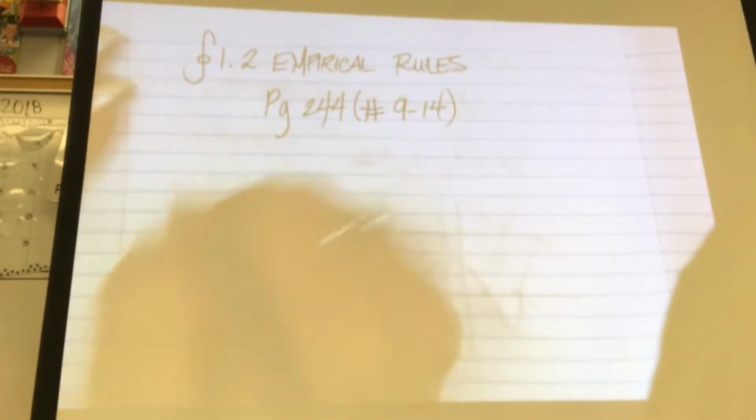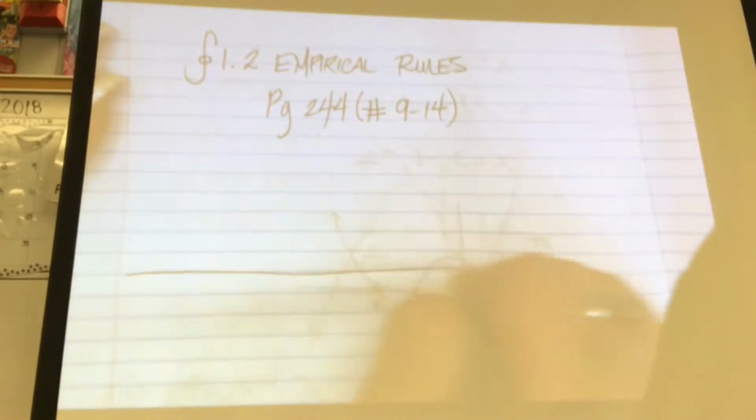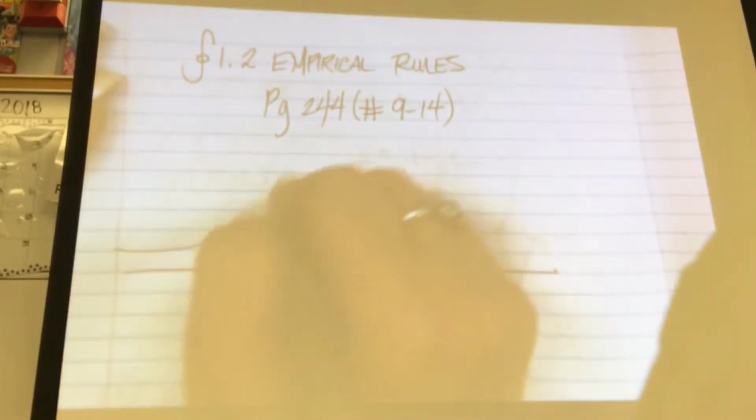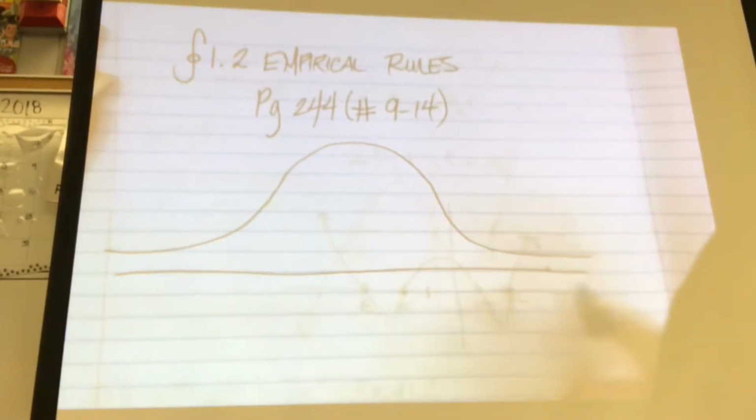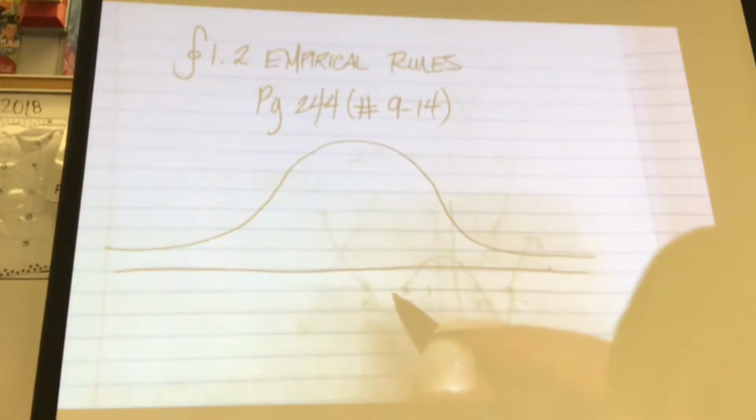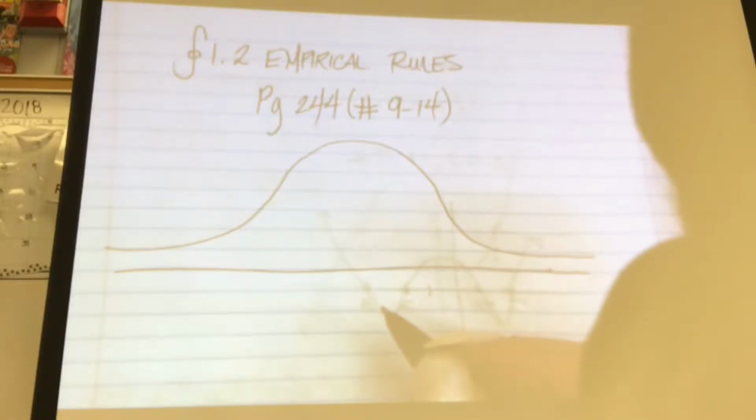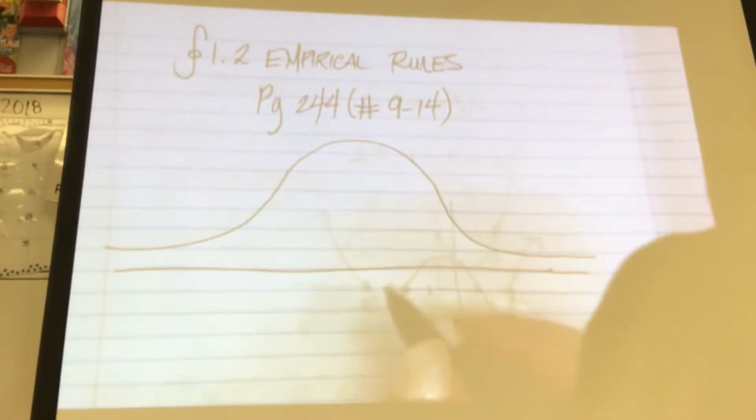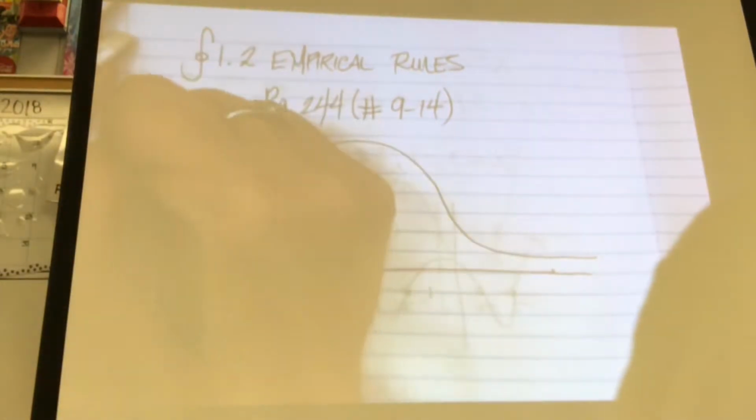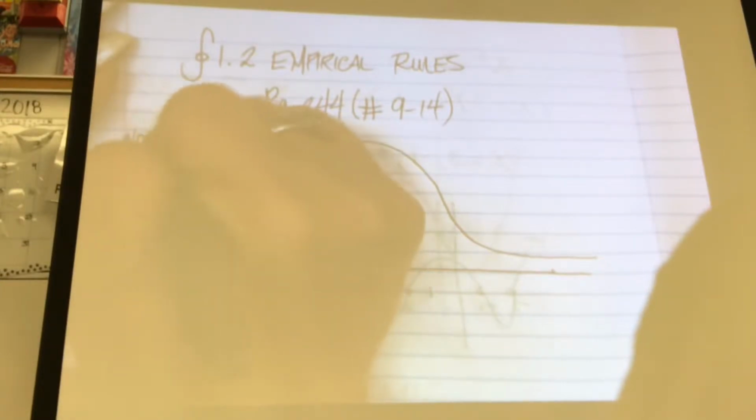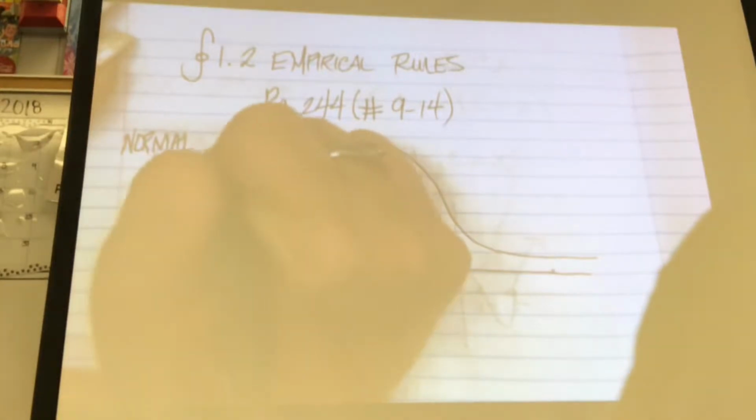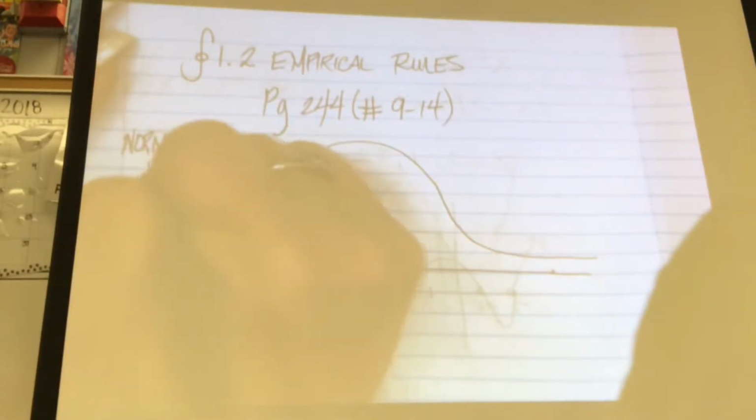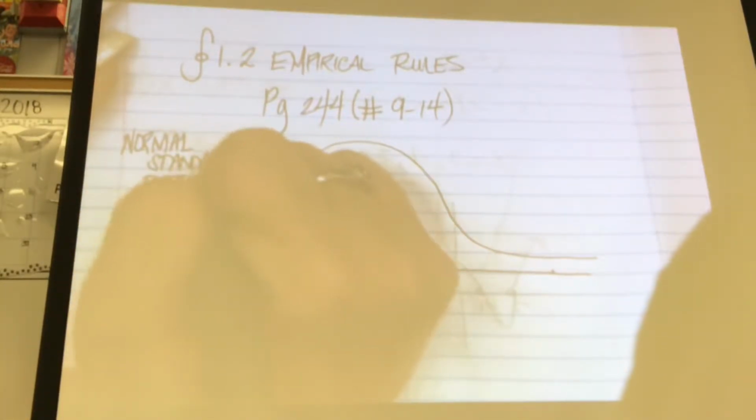All right, so yesterday we went over what the standard normal distribution looks like. So please make me a nice big normal curve. And then you're going to need 3 colors. So sharing is caring, please. You're going to need 3 colors. And this is what's called a normal standard distribution.